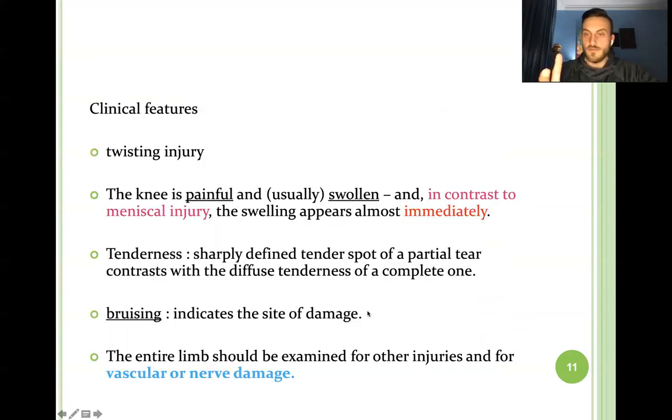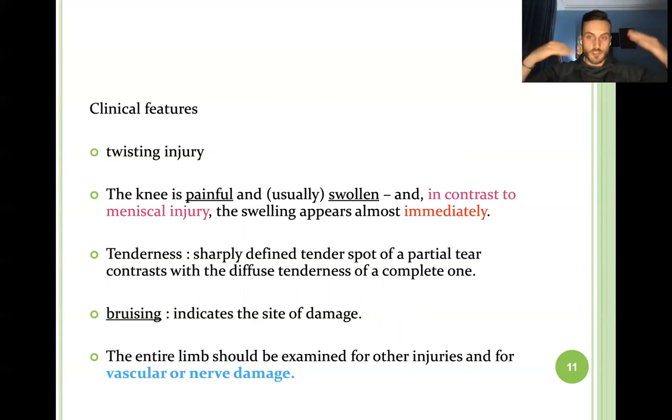So, clinical features: usually a twisting injury. It will give you a painful, swollen knee. The patient sometimes cannot walk because of the pain. Sometimes it gives you locking or giving way, which is an unstable knee. These are all things you should ask about in the history. If it's locking, it might be a meniscal injury. If it's giving way, it's mostly ligamentous injury, it could be MCL, LCL, ACL, PCL.